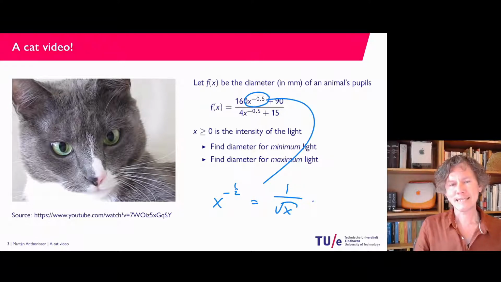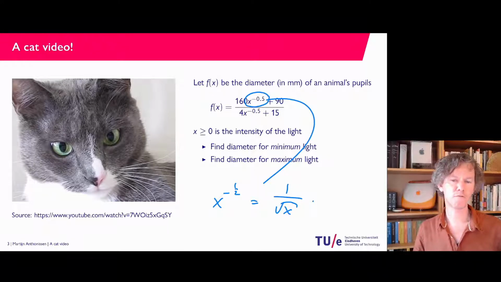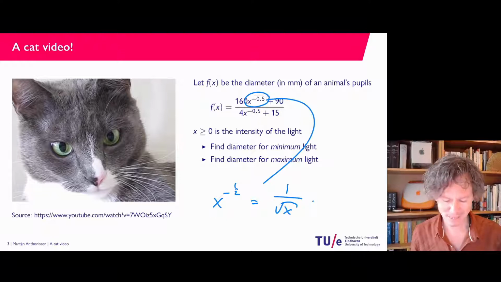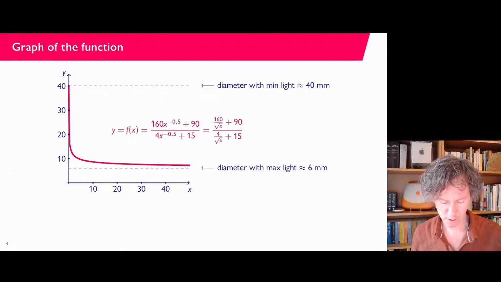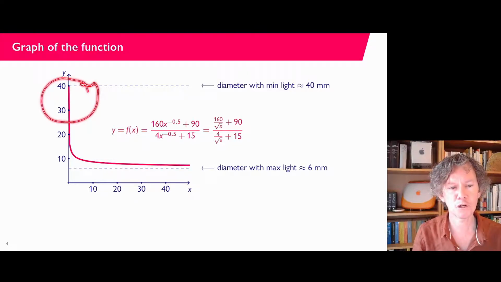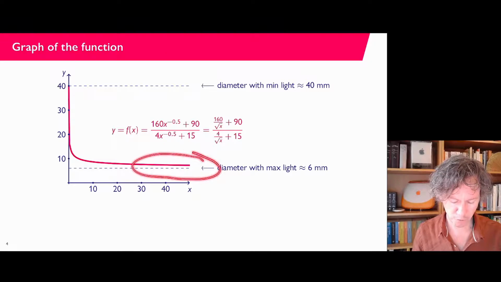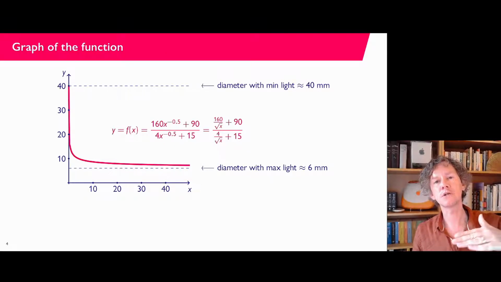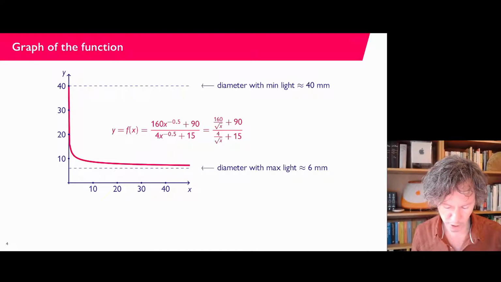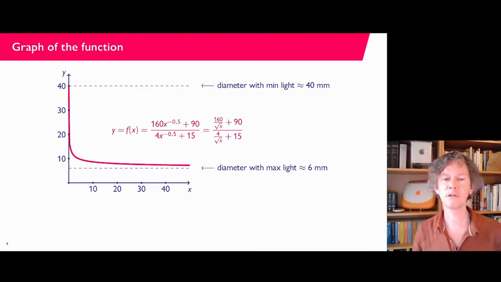So what you see is that I cannot simply plug in x equal to 0, because then I would have division by 0, and 1 over 0 is not defined, so that doesn't work here. Now, if I plot this function as a function of x, I've done that with some software. And what you see here is that for x very close to 0, it seems that this function is going to 40. What you also see is that if I pick larger and larger values of x, the function keeps decreasing, and it seems to creep slowly towards a limiting value of, if you would zoom in, 6 millimeters.